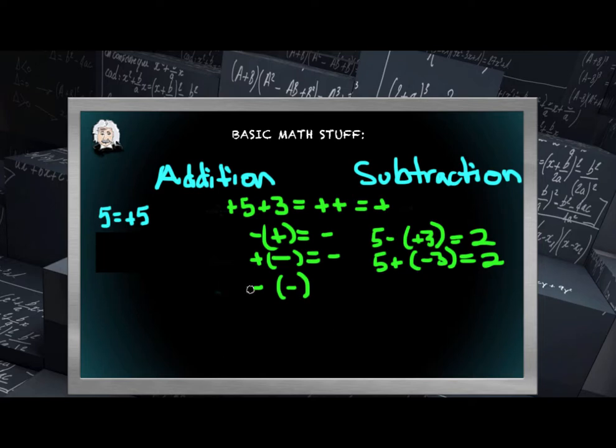In other words, you can think of subtraction as adding the opposite. Subtracting a negative is the same as adding. In this case, it would be 5 minus minus 3, which is the same as our first case of 5 plus plus 3. That would be 5 plus 3, and that equals 8. The two negatives become a positive.